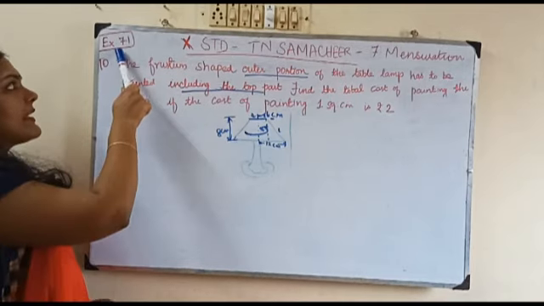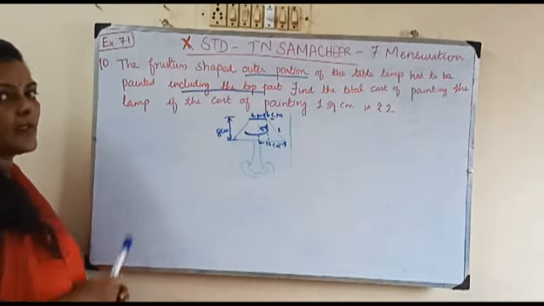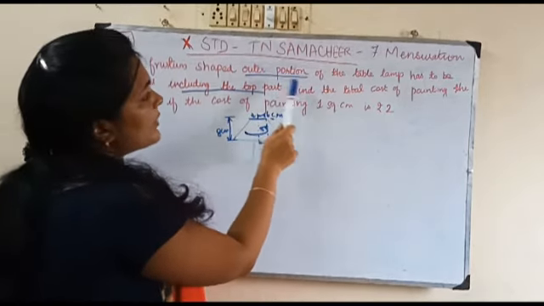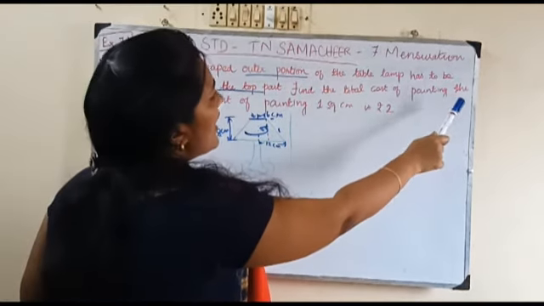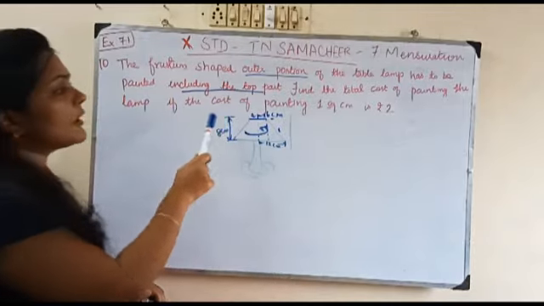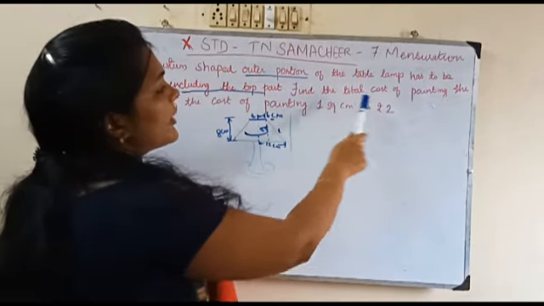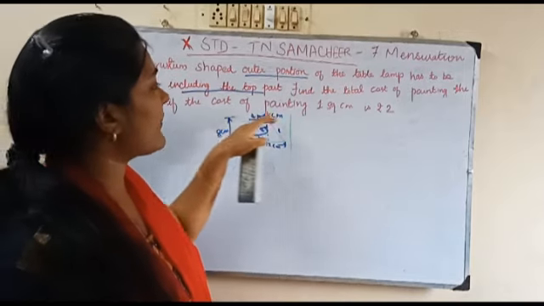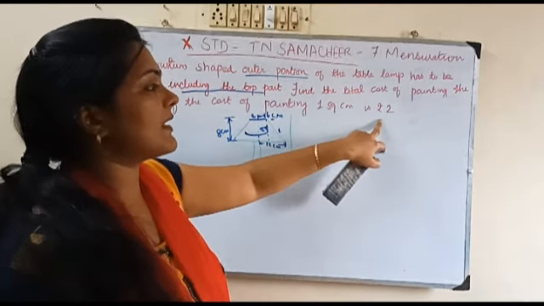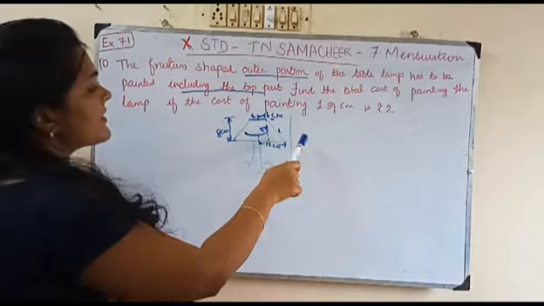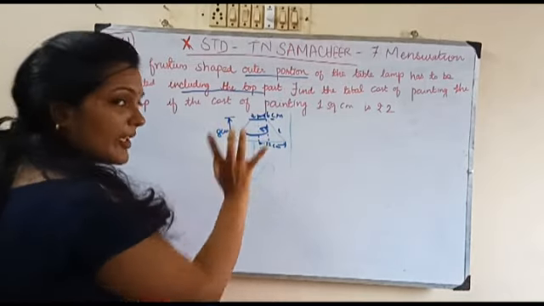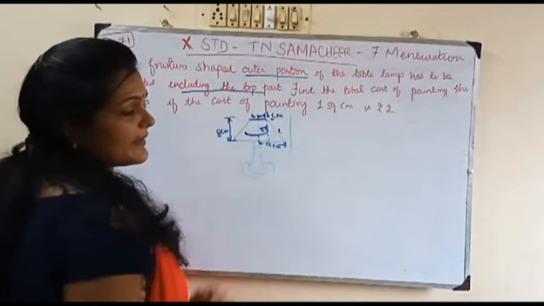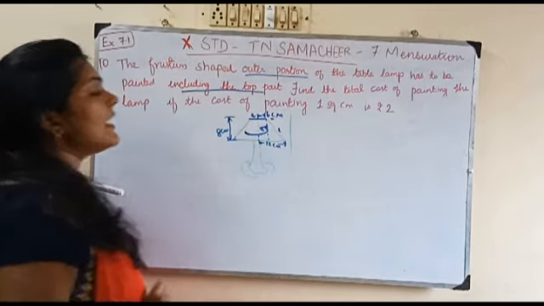Okay. Exercise 7.1 10th sum. This is the last sum in this exercise. The frustum shaped outer portion of the table lamp has to be painted including top part. Find the total cost of painting the table lamp if the cost of painting 1 square centimeter is rupees 2. The lamp is drawn here. It is given in the question itself. Bottom radius is 12 centimeter, top radius is 6 centimeter and the height is 8 centimeter.